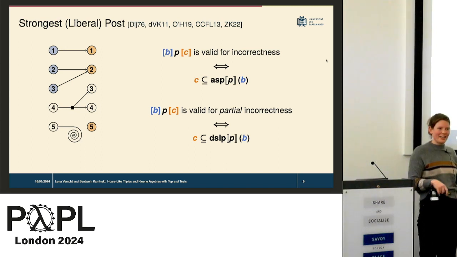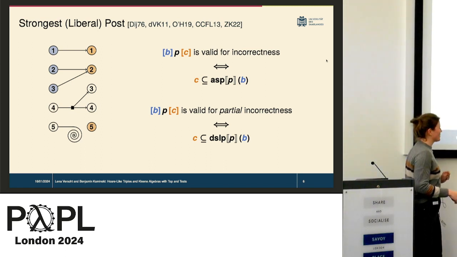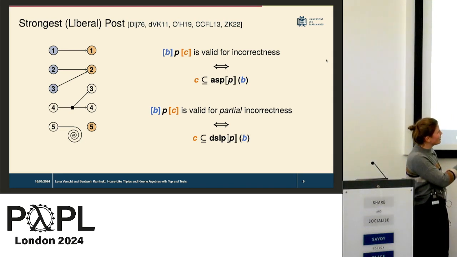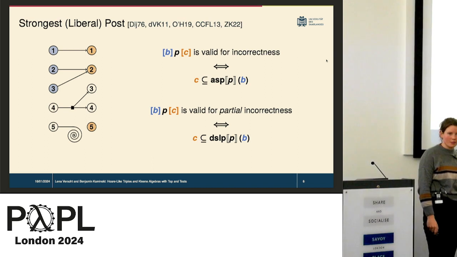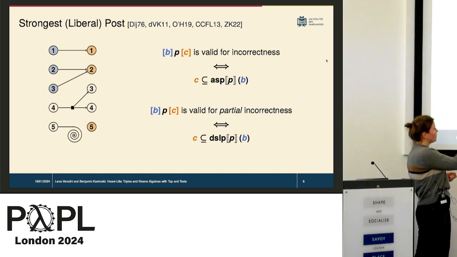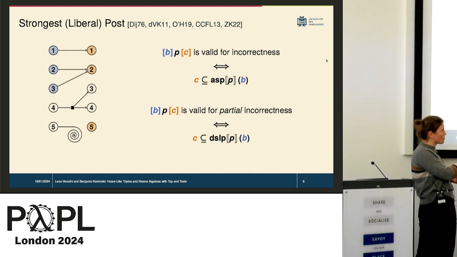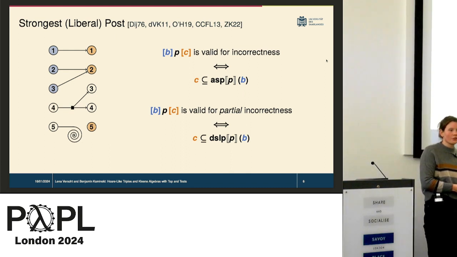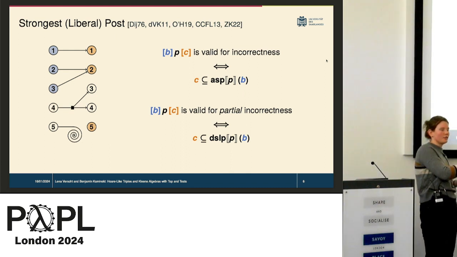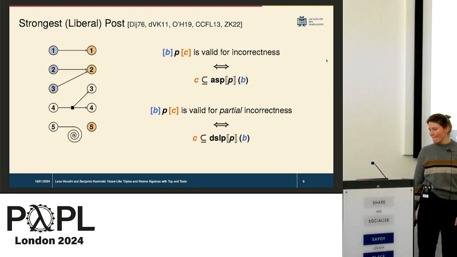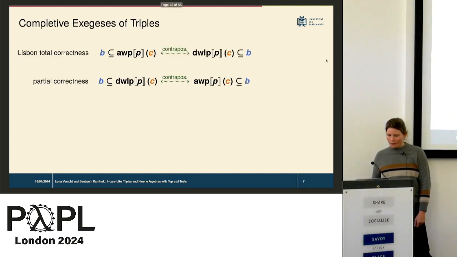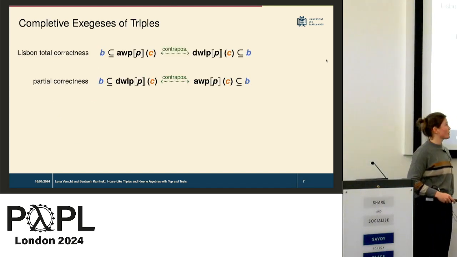So, a lot of renaming here. I'm sorry about that, but we'll resolve that. And we also have to decide what to do with non-determinism here. As for WP, for now we will focus on the angelic variant of strongest post and the demonic variant of strongest liberal post. And this is the standard choice of incorrectness, so the incorrectness logic that you're probably familiar with.